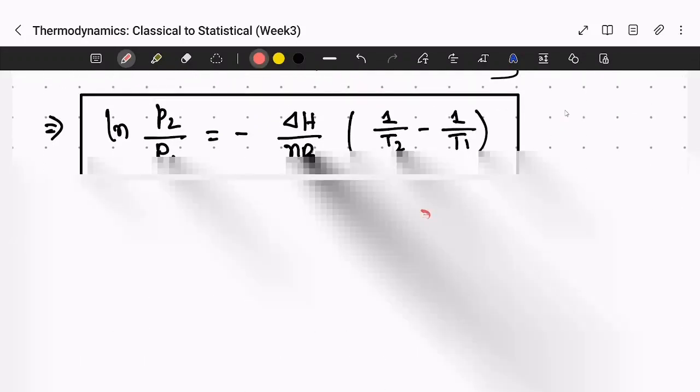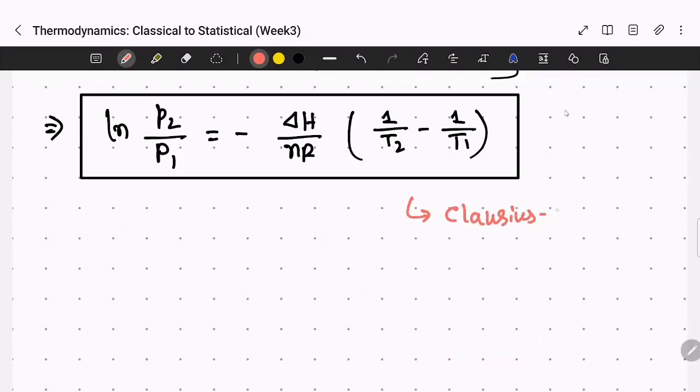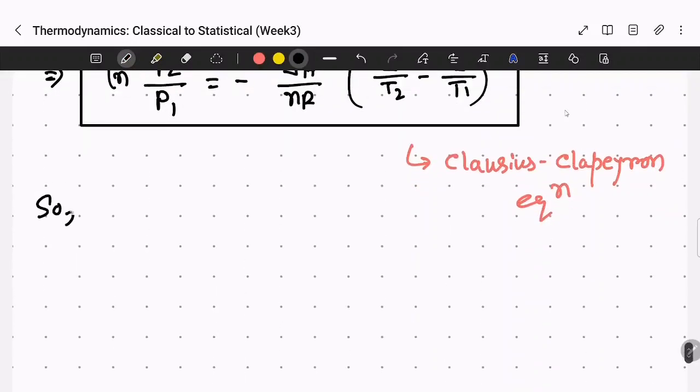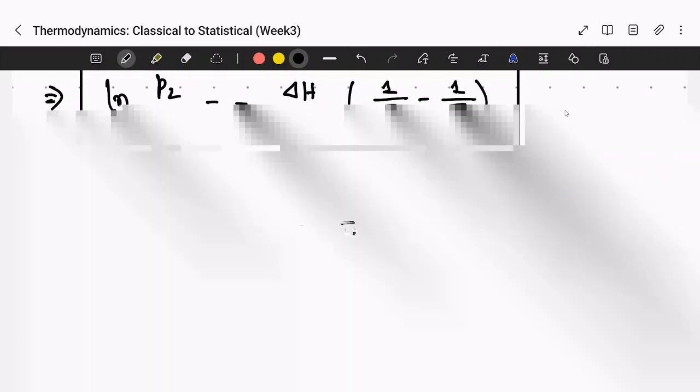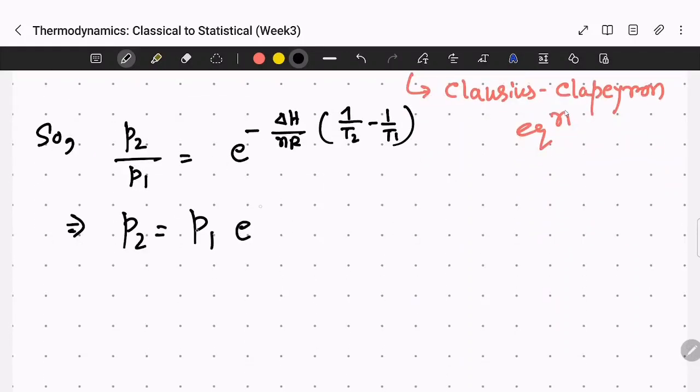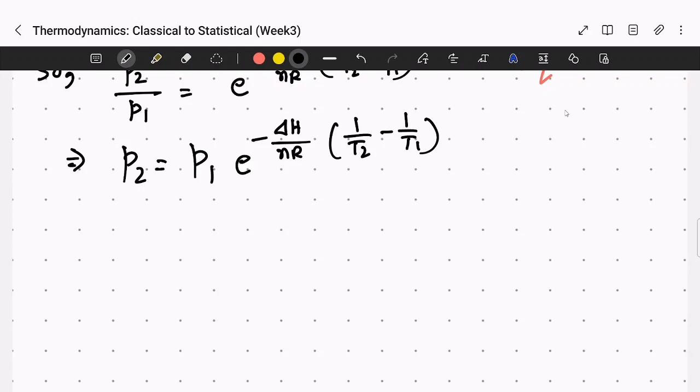This is basically the Clausius-Clapeyron equation. Further, we can write P2 by P1 is e to the power minus ΔH by nR times the same term. This is another form.